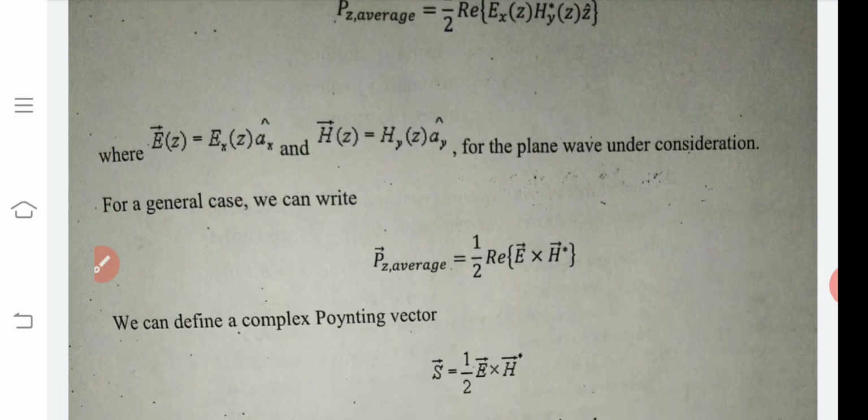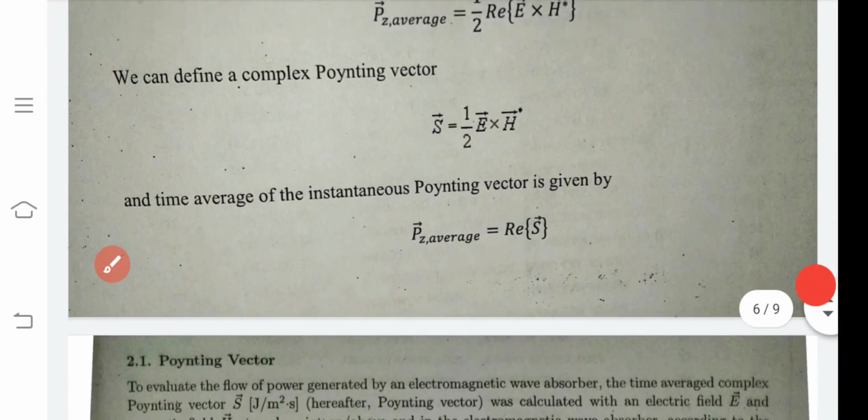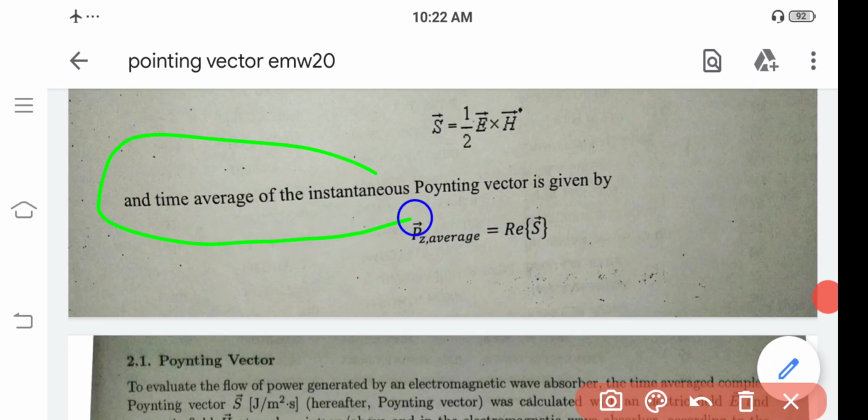E(z) equals Ex(z) Ax and H(z) equals Hy(z) Ay. For the plane wave under consideration, for a general case, we can write P z average equals half real of E cross H. The complex Poynting vector can be written in this form: S equals half E cross H, which is the complex Poynting vector. And the time average of the instantaneous Poynting vector is real of S.